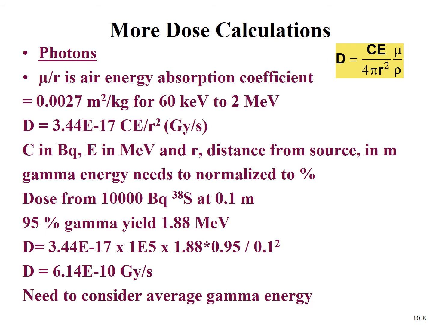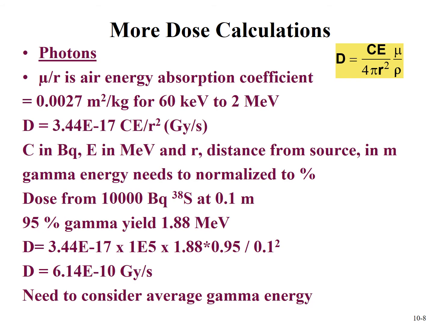And remember, we also need to normalize our gamma energy to the yield of photons. So when we take C in becquerel, unless the photon yield is 100%, we need to take that into consideration. So as an example, let's consider a case where we have 10,000 becquerel of sulfur-38 at 0.1 meters. We know that if we look up, there's a 95% gamma yield for a 1.88 MeV photon.